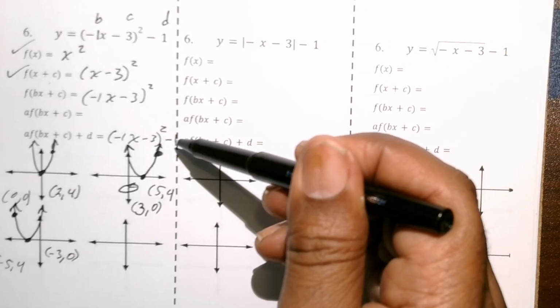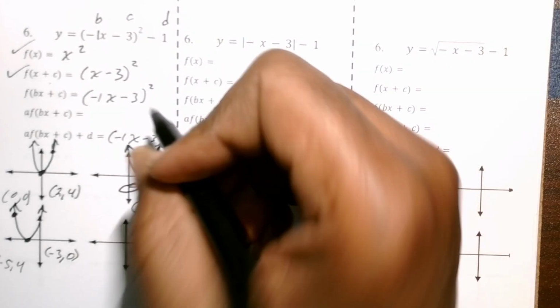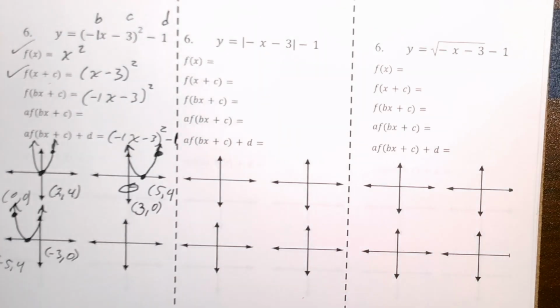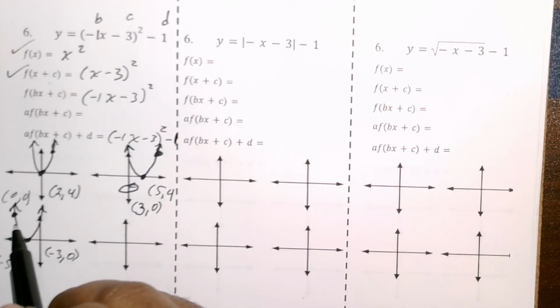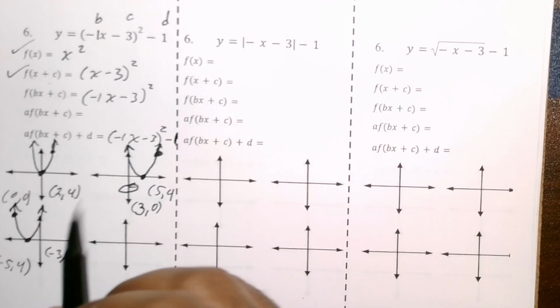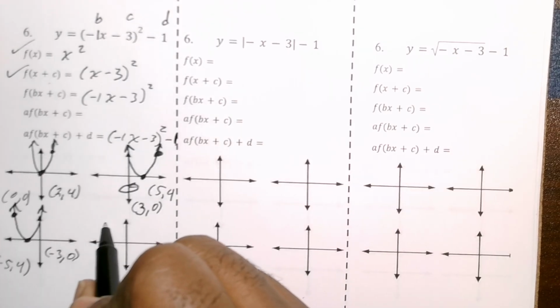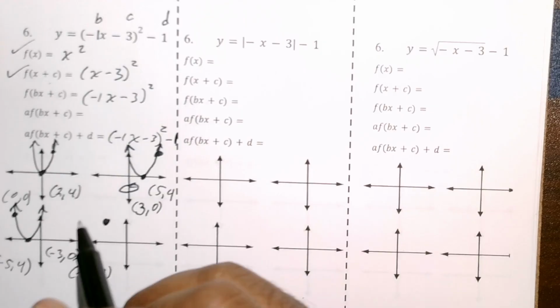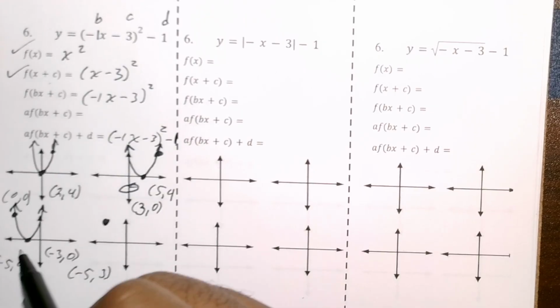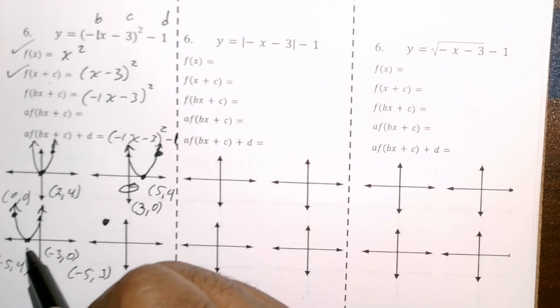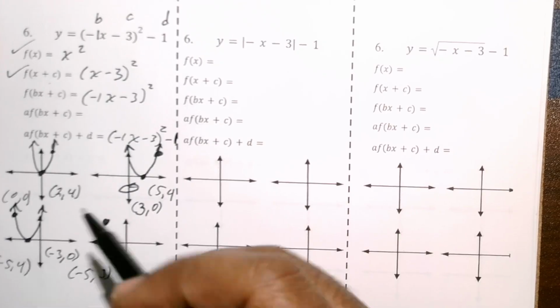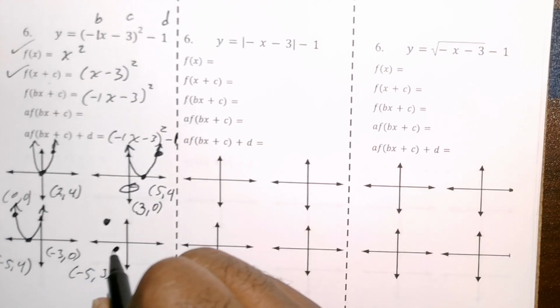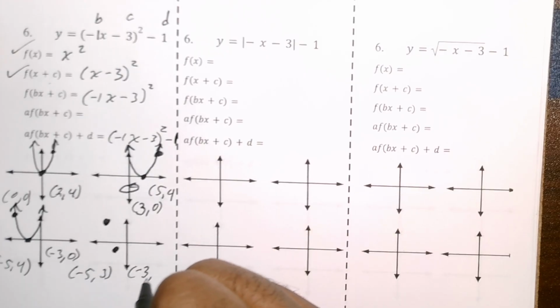the D parameter, which has a -1, I don't know if you can see that, but the -1, it means everything's going to go down one time. So my -5, 4 point right here is going to go down one time, and it's going to take it to -5, 3. So let's go to -5, 3, which is right about there. Okay, -5, 3. And my -3, 0 is going to go down one time, and it's going to go down to -3, -1. So let's go down here, and then call that anchor point -3, -1.